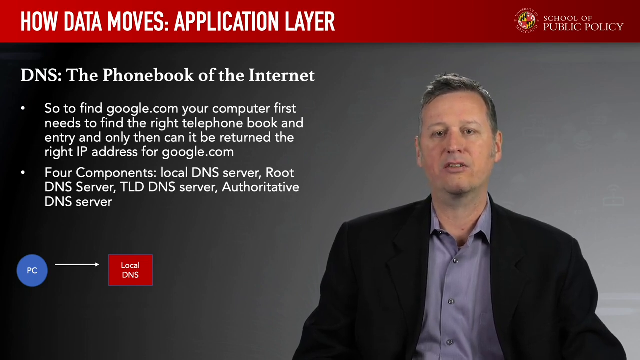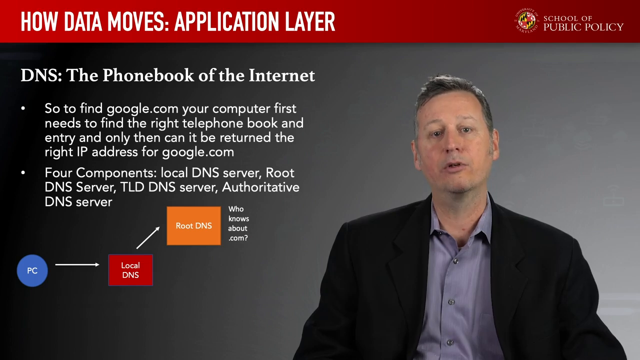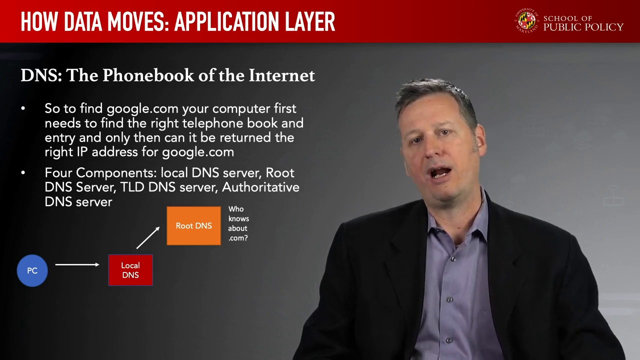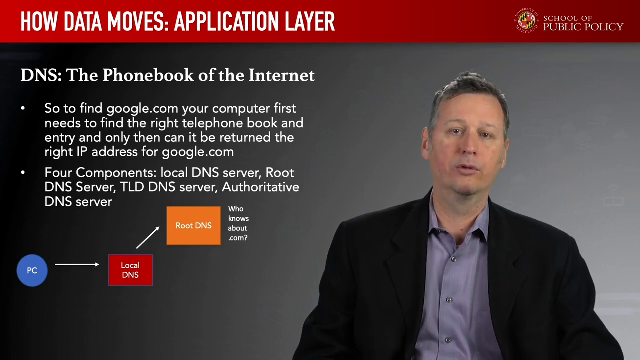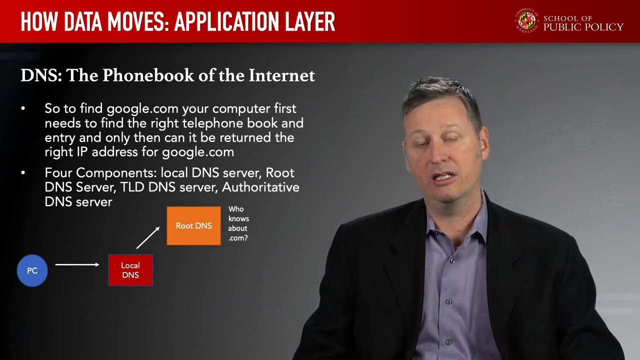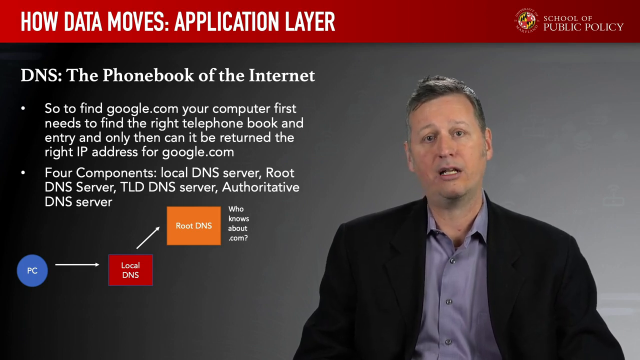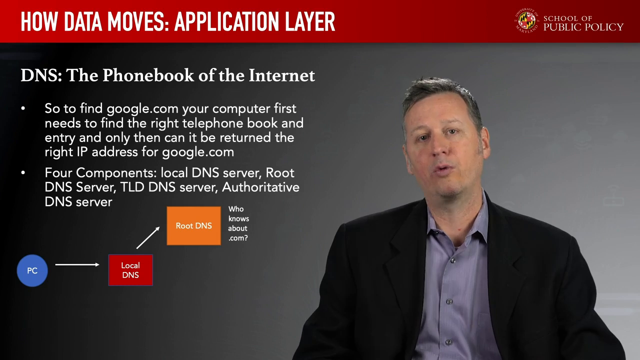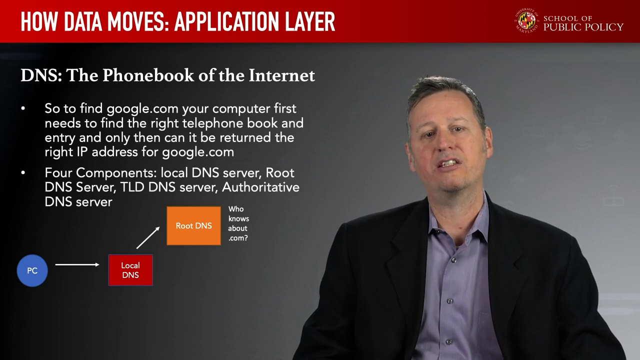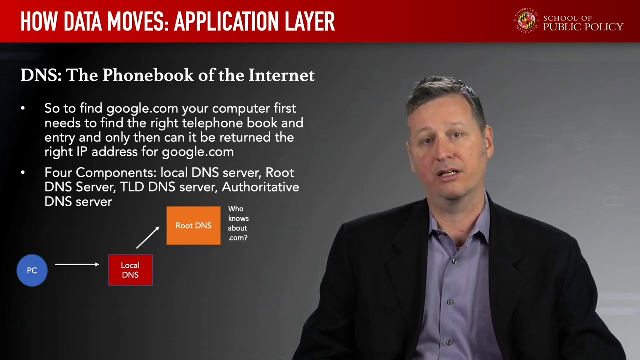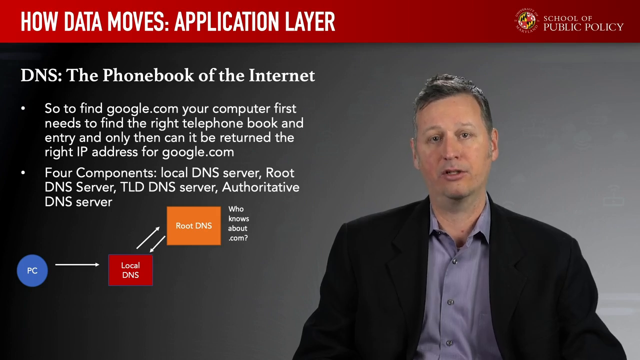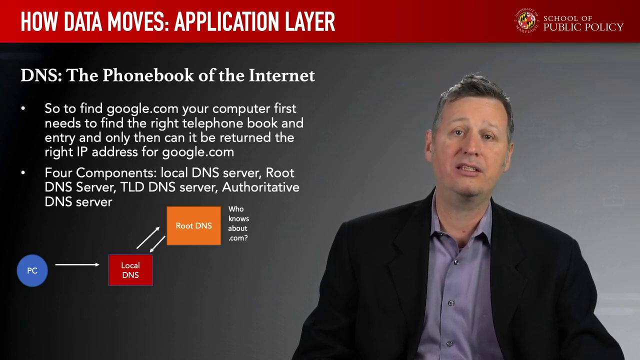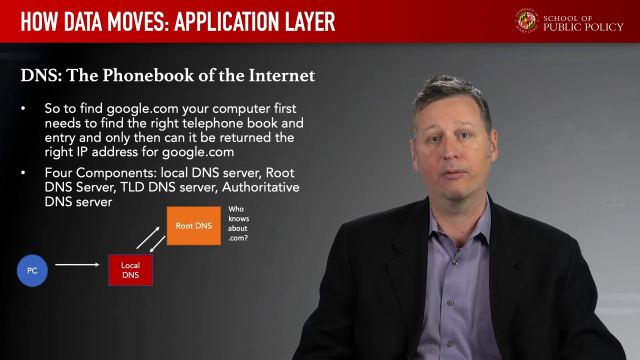So the local DNS server first reaches out to the root DNS server. And it's really all about, okay, who actually knows about .com? Because there are a variety of different top-level domains: .com, .edu, .net. You've heard about a lot of these. So we've got to find the right telephone book. Who knows about .com? And the root DNS then responds back to your local DNS server with that information. It says, if you're interested in .com, this is where you need to go.